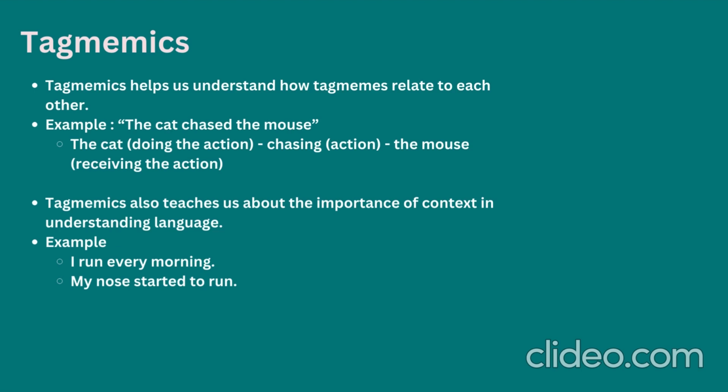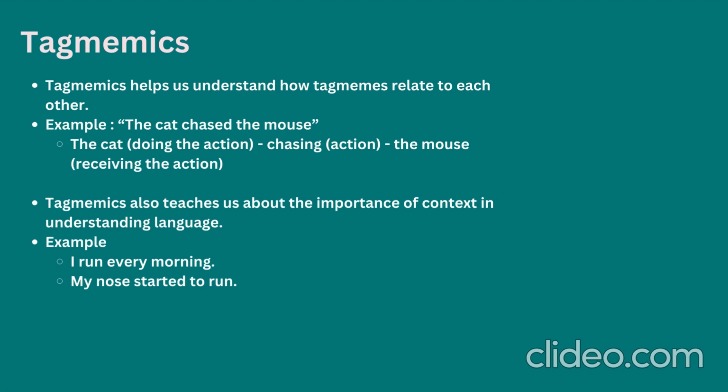Then another significant aspect of tagmemics is that it also teaches us about the importance of context in understanding language. So just like how the context of a conversation can change, the meaning of a word or phrase can also change according to different contexts, right? So tagmemics helps us understand how words gain meaning based on their context. So if I use a word in one context, it doesn't mean that the word carries only that meaning in all contexts. It can signify a different meaning in another context.